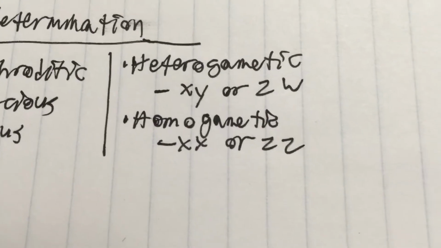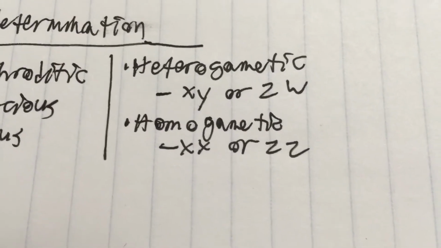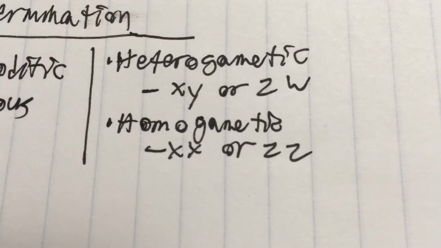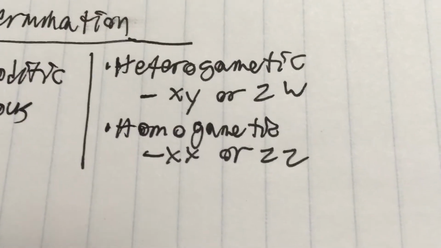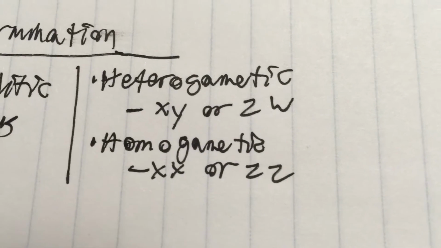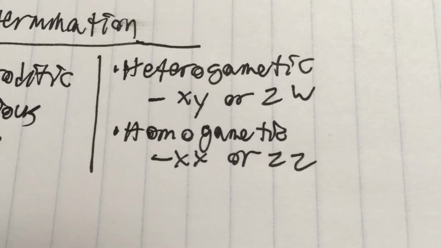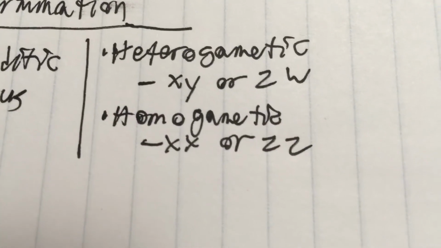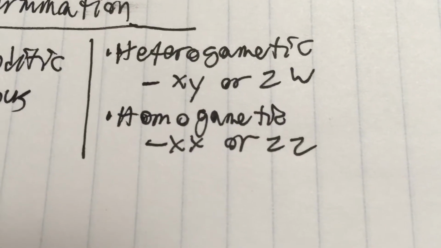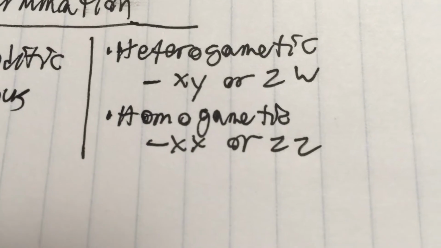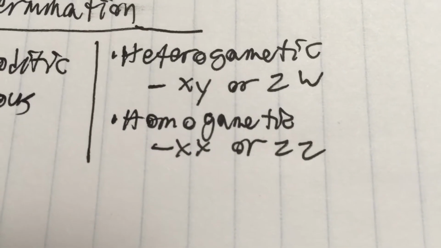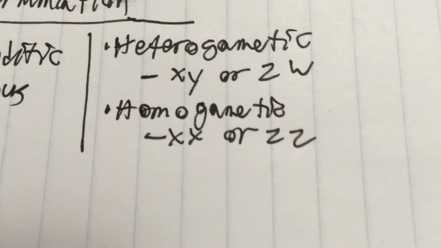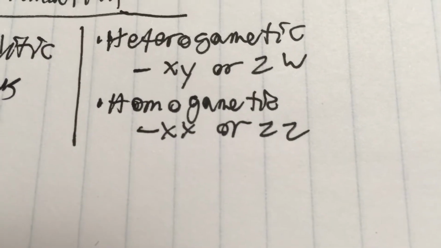Also, your chromosomes can end up either heterogametic, that is, that you have XY chromosomes, or in birds, it would be ZW, and homogametic, which would be XX or ZZ. Now we're going to see why you can't have two Ys at the same time, and by consequence, why you can have two Ws in birds.